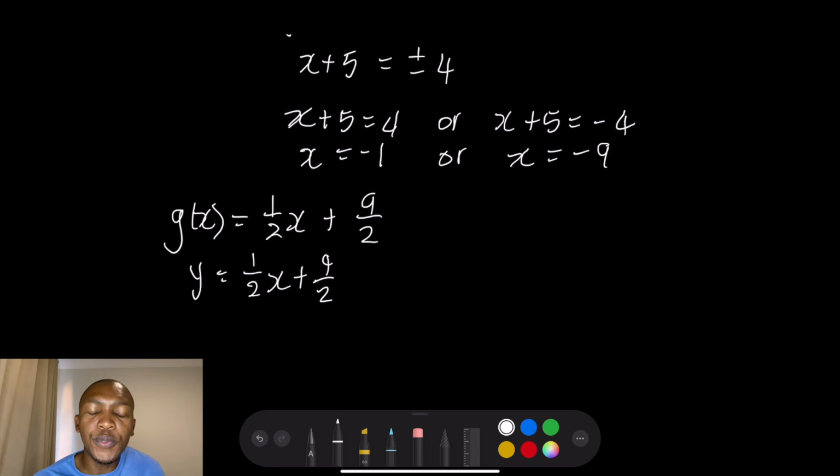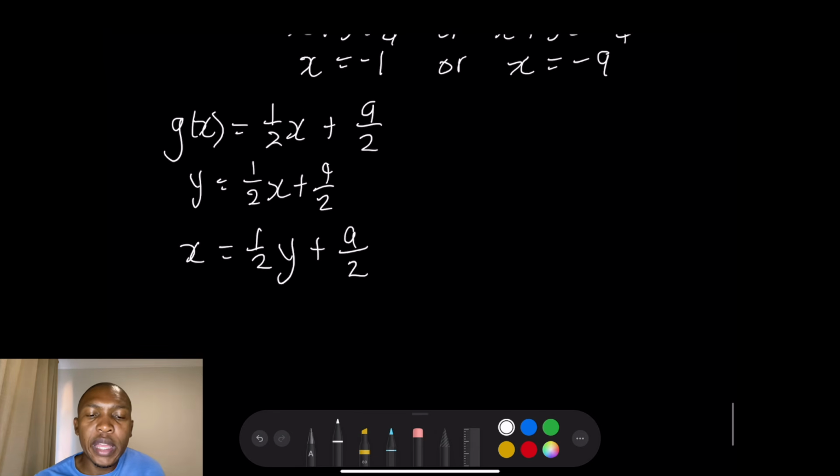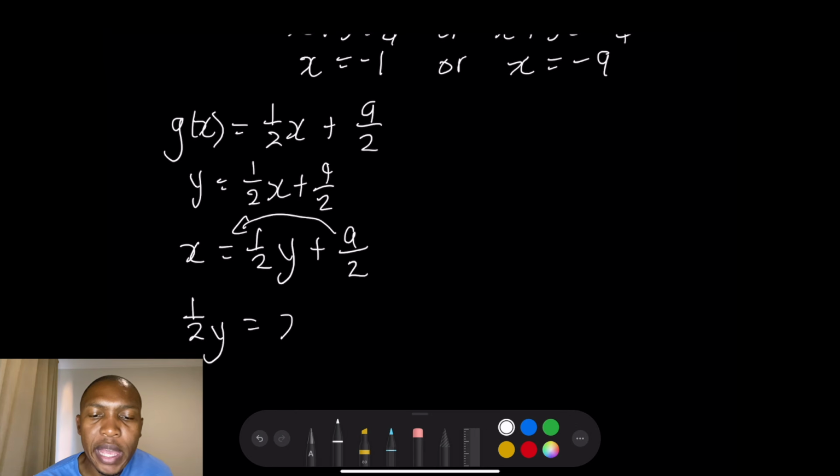And of course, if you're going to find the inverse, all you simply do is flip the x and the y. So it means you're going to say x is equal to half of y plus 9 over 2. And let's try and simplify that again to get it into standard form. So this is going to be a half of y. If I take that to the other side, it becomes negative, is equal to x minus 9 over 2.